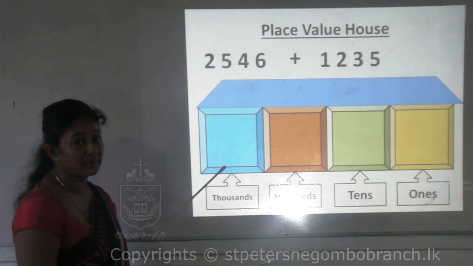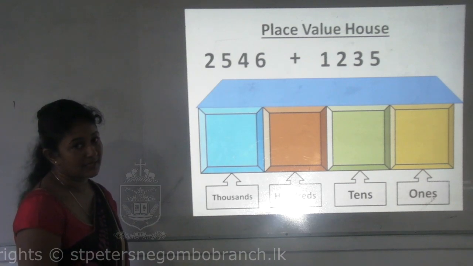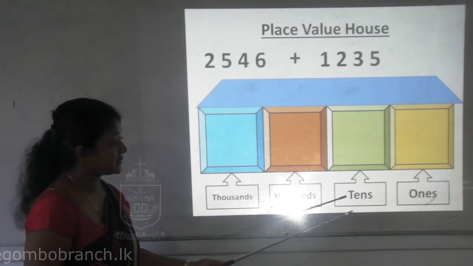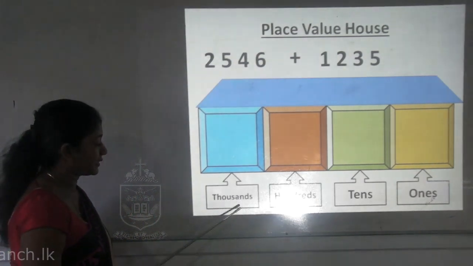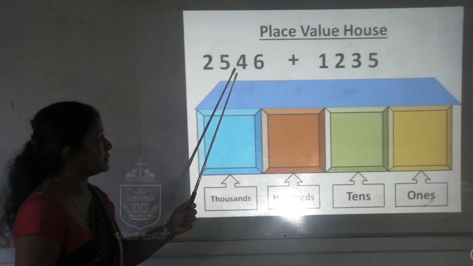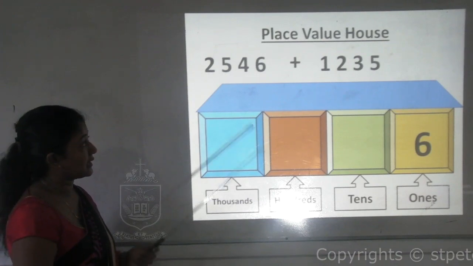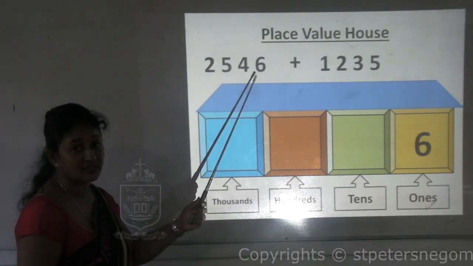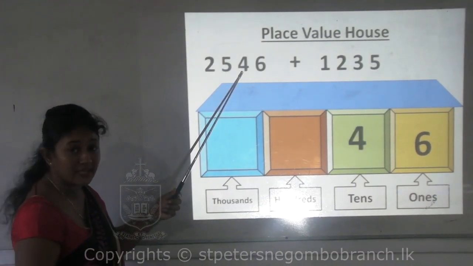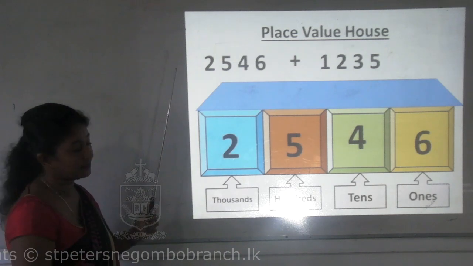I told you, today I am going to teach you adding 4-digit numbers. So, you can see there are 4 places in this number. Once again, I am going to show the places: 1's place, 10's place, 100's place and 1000's. Now, my dear students, I am going to place this number into the correct places. Yes, in this number, 2546, there are 6 ones, and there are 4 tens, and there are 5 hundreds, and there are 2 thousands.